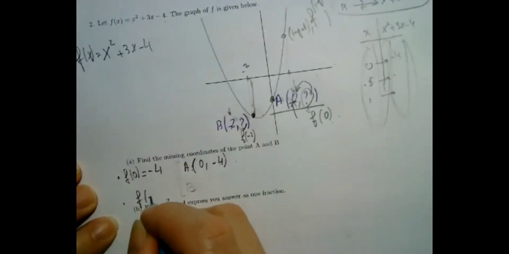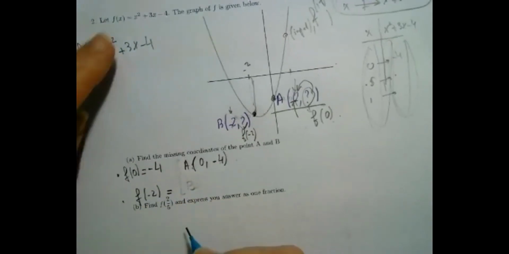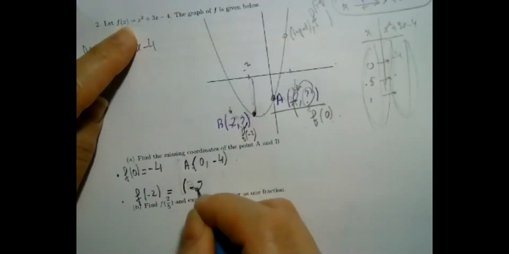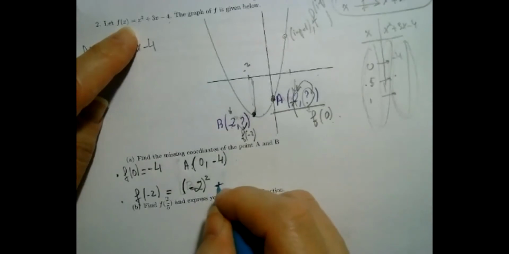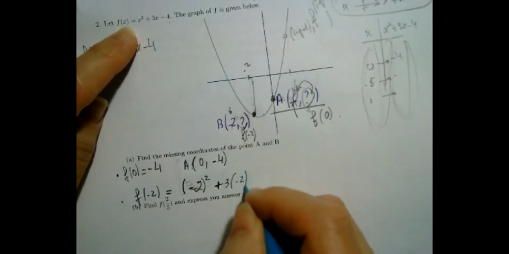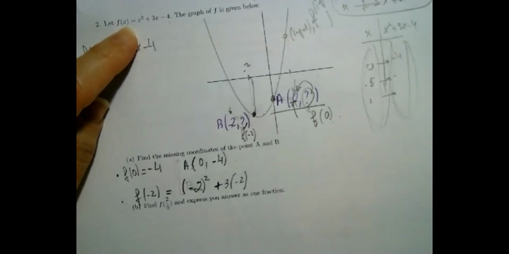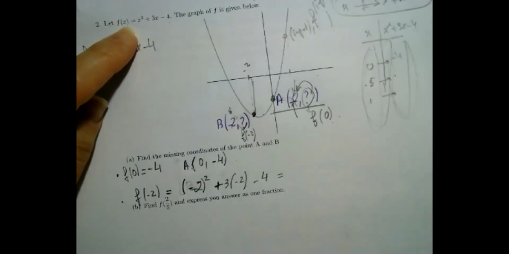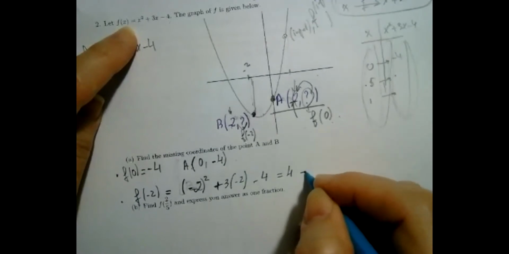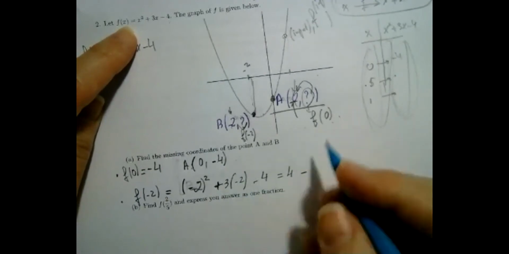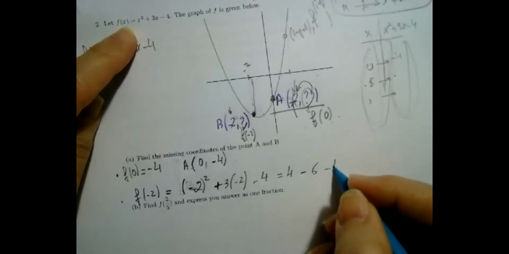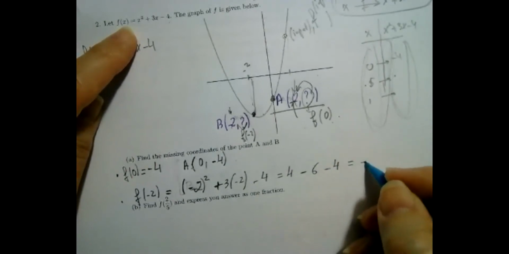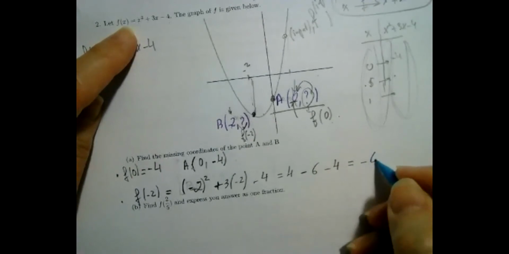F of -2 is equal to -2 squared. I'm plugging into the equation of the function, plus... Would it be -14? What? Sorry. Go ahead. Would it be -14? I actually did not compute it. Let me check it with you. -2 squared is -2 times -2, that's a 4. 3 times -2, it's a -6. 4 minus 6. No, it's not -14. It's -6.